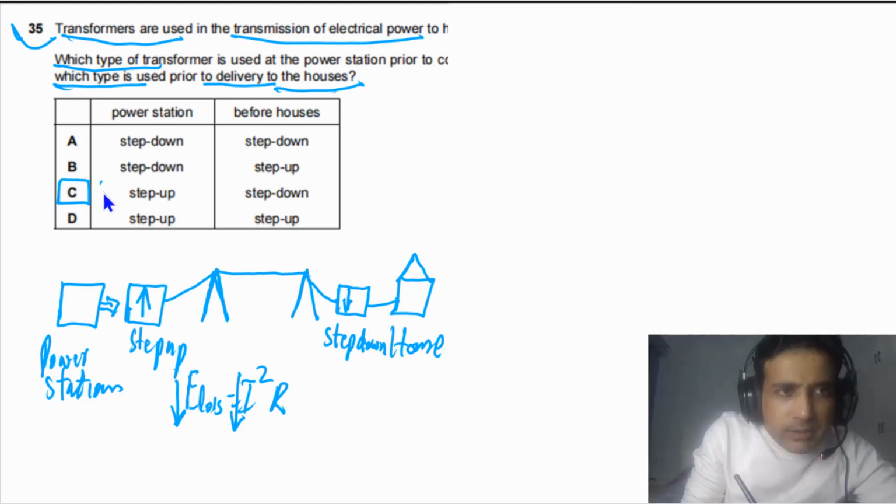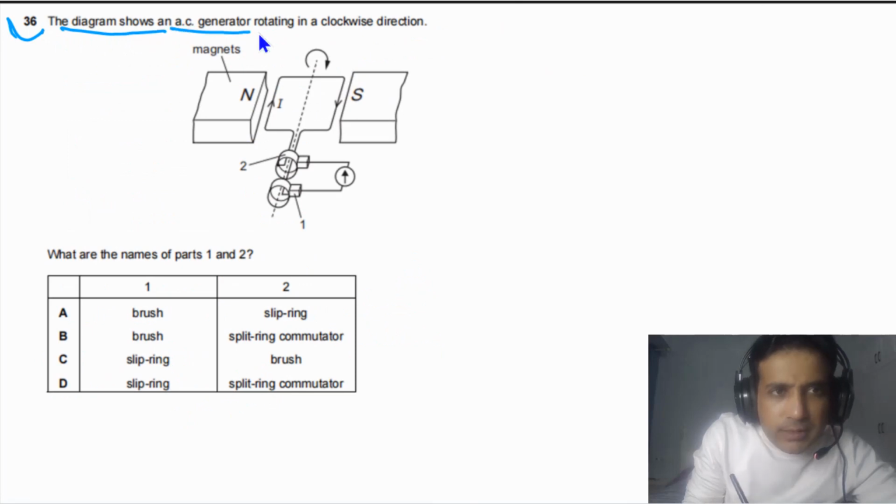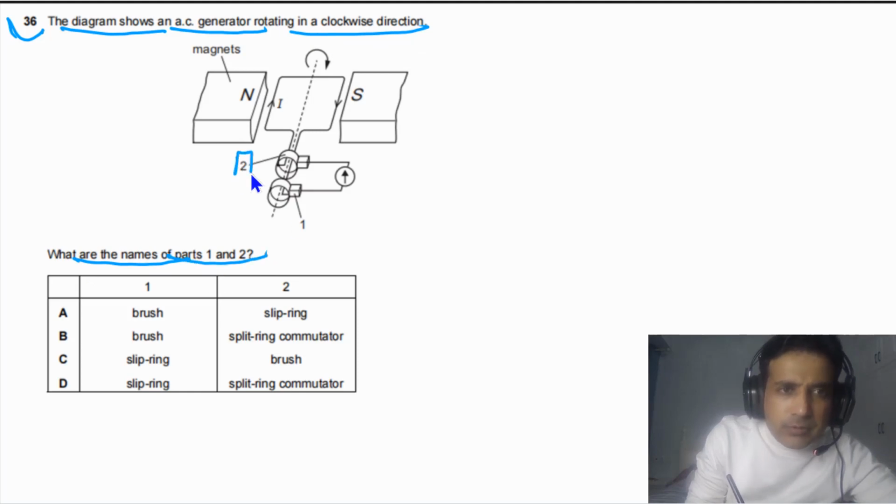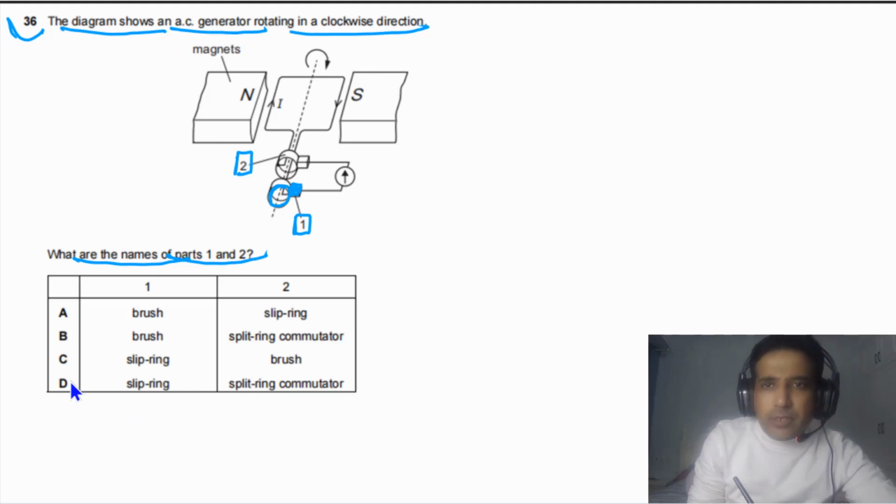Question number 36 says the diagram shows an AC generator rotating in a clockwise direction. What are the names of parts 1 and 2? Means what is the name of this part and what is the name of this part. So this one is the brush, carbon brush. And what is the name of this ring? This one is slip ring. So simply the answer for this question is one is brush and the second one is slip ring.